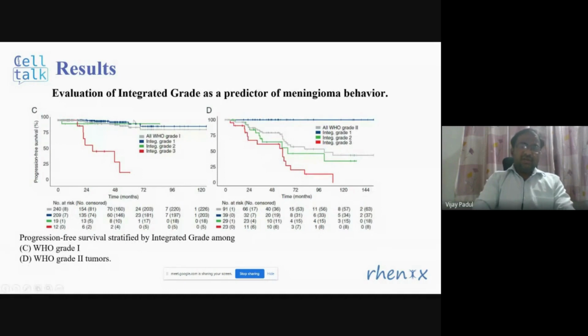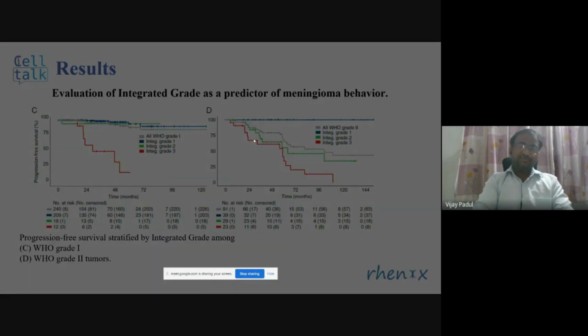Then they also checked how the integrated grade 1, grade 2 and grade 3 performed as compared to all the WHO grade 1. So here, as you can see, integrated grade 1 and grade 2 are comparable to the WHO grade 1, but integrated grade 3 has shown quicker recurrence, the reclassified cases. So here in the second panel, they show the difference between the integrated grade 1, 2 and 3, each of these, as compared to the WHO grade 2. So as you can see, the predictable outcome was seen in the recurrence of the meningioma.